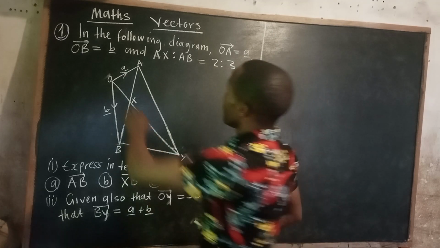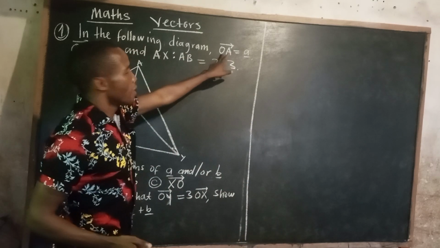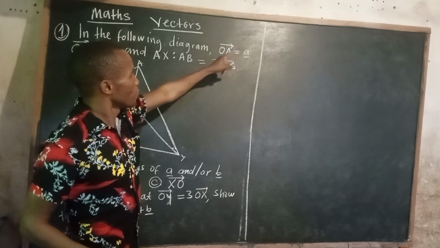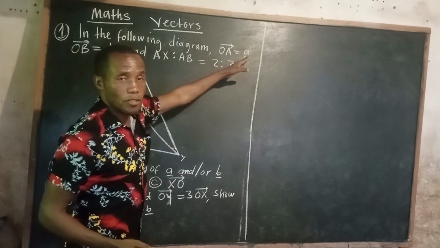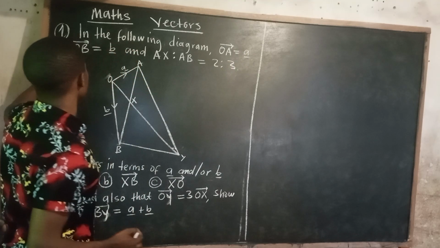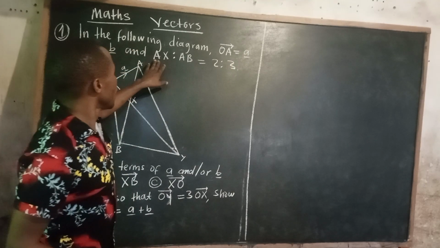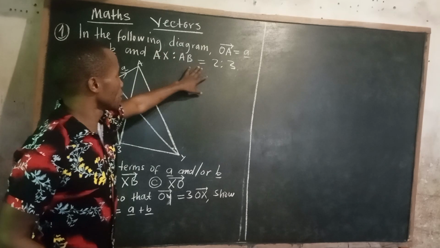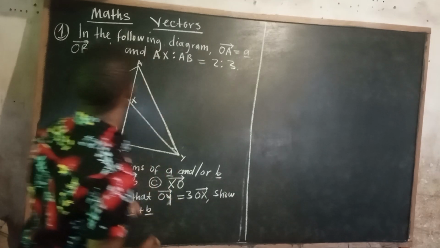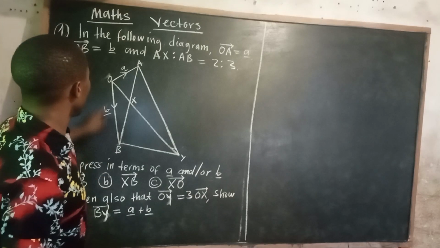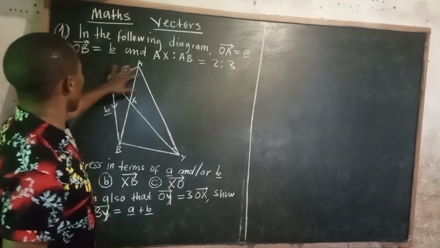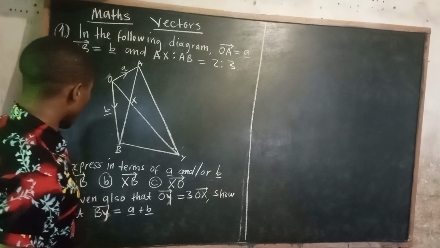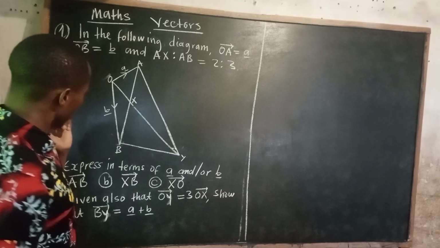In the following diagram, OA, which is shown by the vector arrow, is equal to A. Then OB is equal to B, and AX to AB, this is the ratio, is equal to 2 to 3. And this is the diagram that we have: O, A, B, Y, X. Now let us see the question that is under this same diagram.